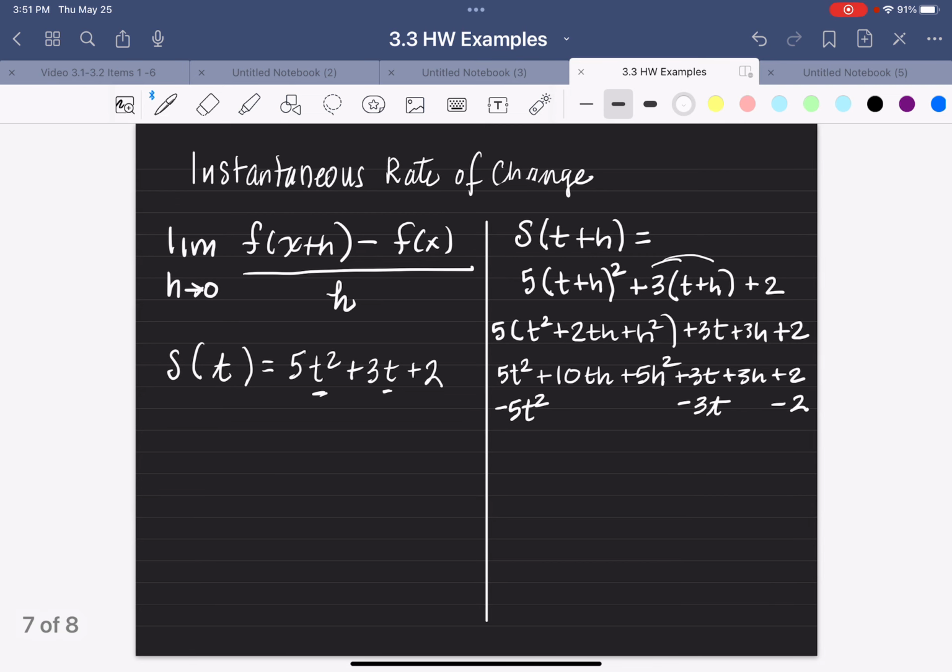Well, it's not a coincidence that these are going to all go away, because this is what it says. It says find this function and then get rid of everything that was from the original function. So the 5t squared was original, the 3t was original, and the 2 was original. And that leaves me with a 10th plus 5h squared plus 3h.